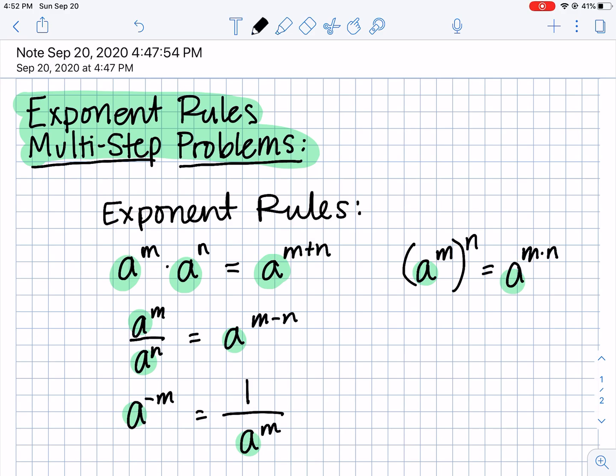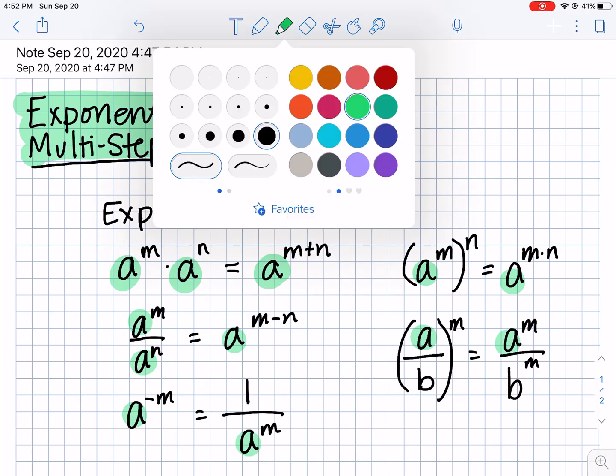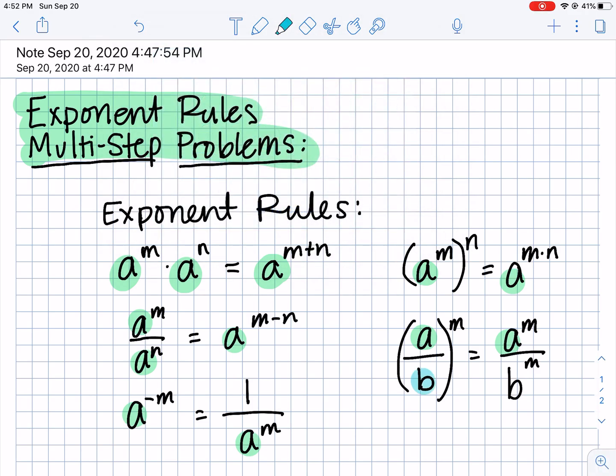And finally, if we take a quotient to a power like a divided by b, and we take that to the mth power, that's the same as a to the m divided by b to the m. And notice those bases stay the same and these bases stay the same.